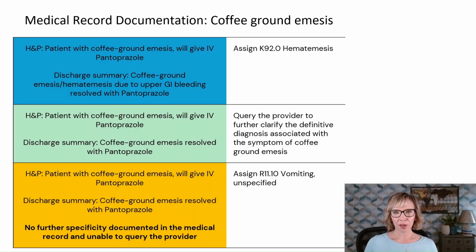The documentation in the third example is exactly the same as in the second example. However, in this case, we're unable to query the provider for clarification. It doesn't happen very often in the inpatient setting that we wouldn't be able to query the provider, but if for any reason a query cannot be made and no additional specificity is found in the medical record to further specify the coffee ground emesis, the appropriate code to assign would be R11.10 for vomiting unspecified. So that's it for today's quick tip.